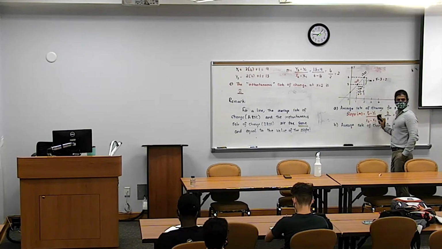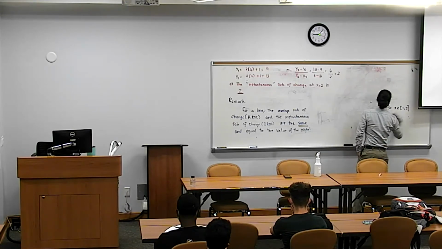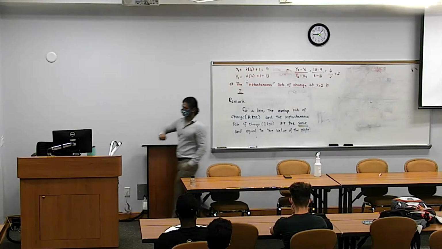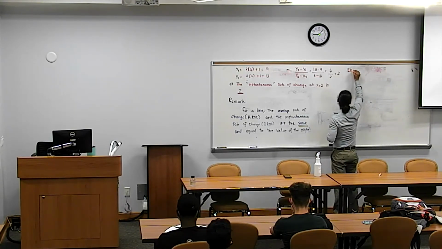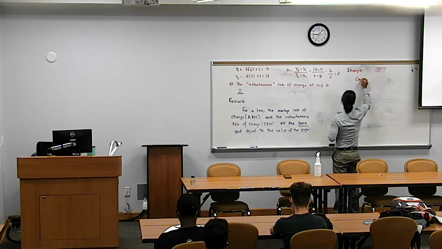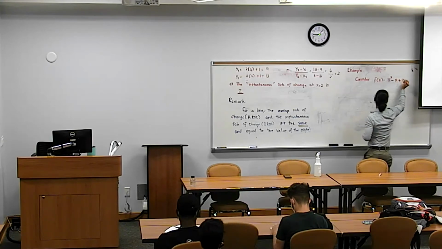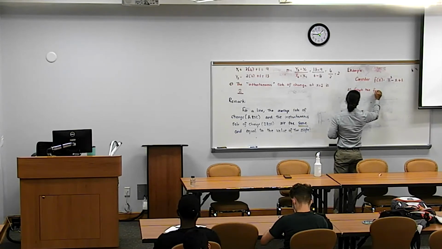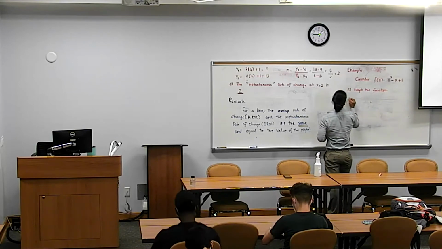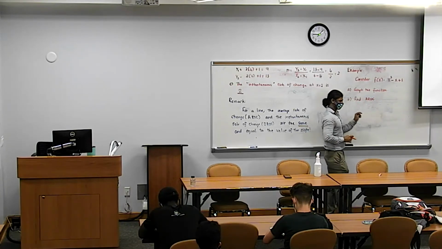Can I erase this side? Simply write it as AROC, which stands for average rate of change.